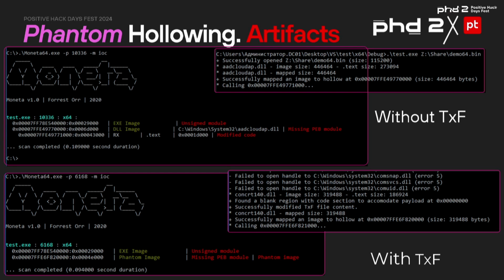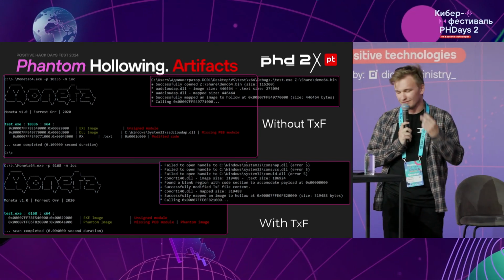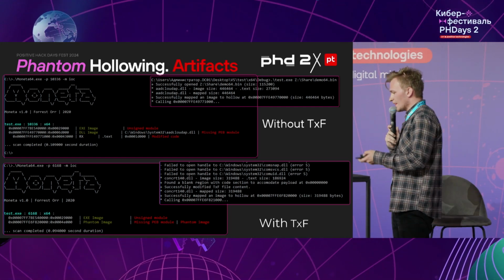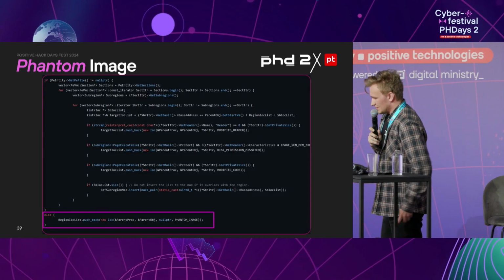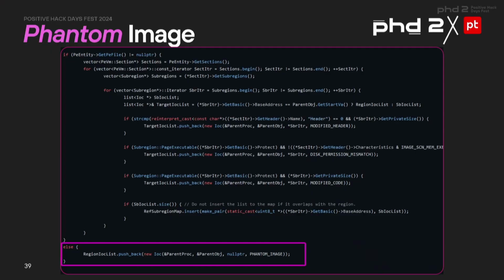What to do? Okay, the previous detects like missing modules are quite simplistic. So you can add things there. You can add PE information. Okay, what is phantom image? Phantom image is based on the fact that the transactions are isolated. So you cannot impact a transaction from a different process.